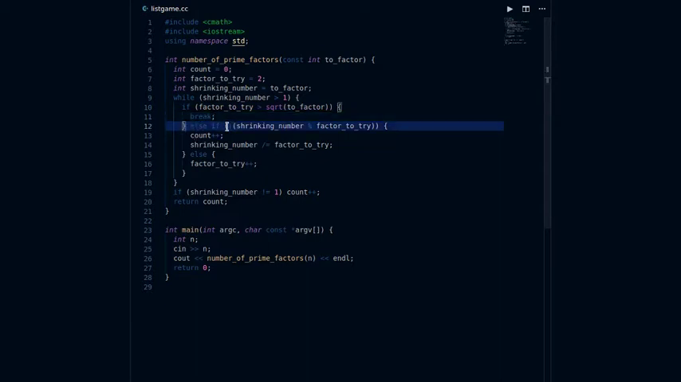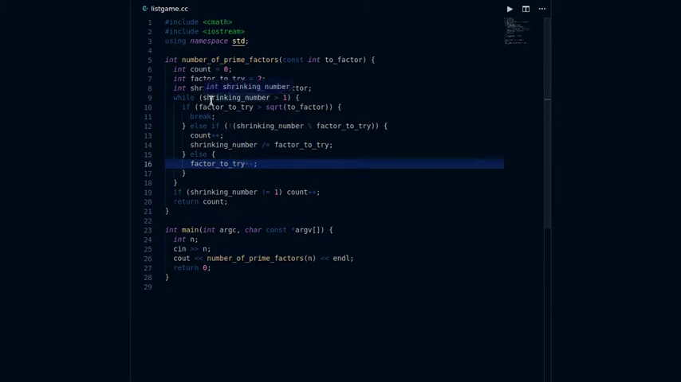Otherwise, if the shrinking number mod factor to try is 0, as in the factor to try divides shrinking number, then I increment the count of my factors and I divide shrinking number by that factor and make it the new shrinking number. Now, if that's not true, as in factor to try does not divide shrinking number, then I just need to increment my factor to try.